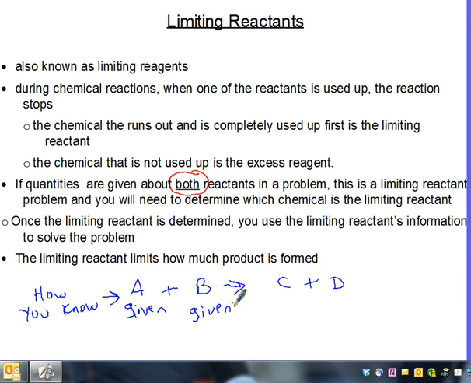That's a nice arrow. That's a real nice arrow. The limiting reactant, it's a nice accent. I never know if I'm going to say reactant or reagent.